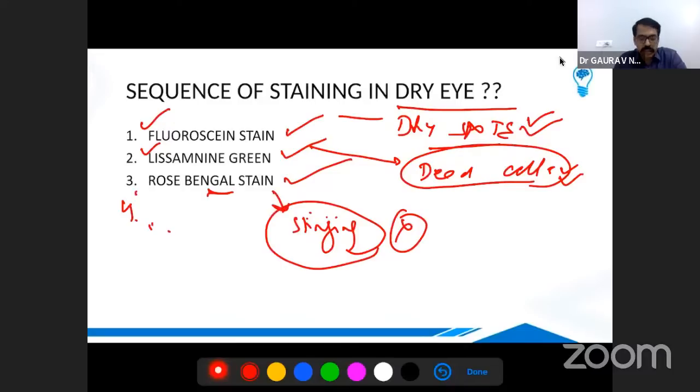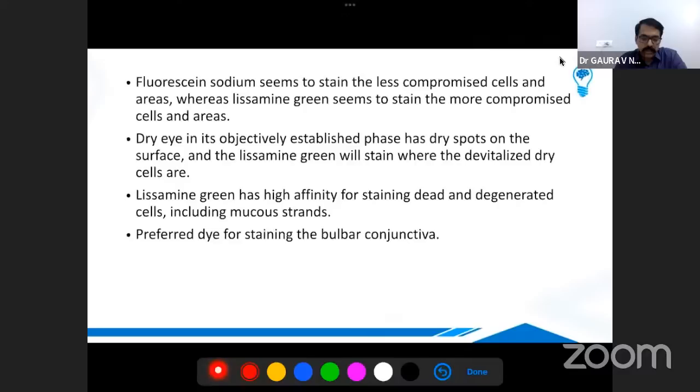So what the sequence was, I don't know, but I would keep it as 1, 2, 3. I don't know if the other choices were 3, 2, 1 or what. Okay, so this is how it is.